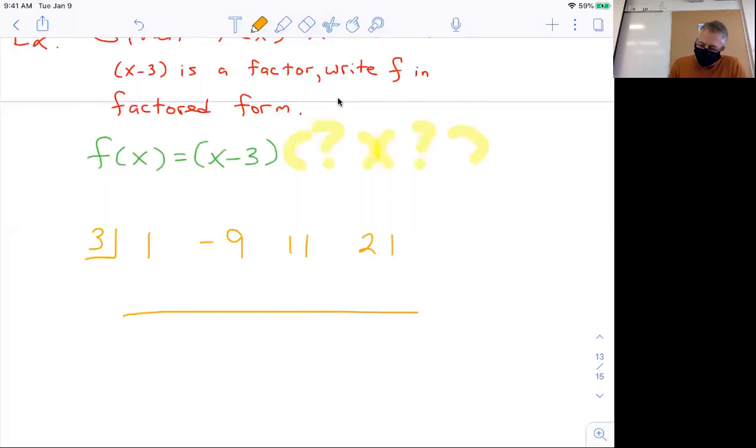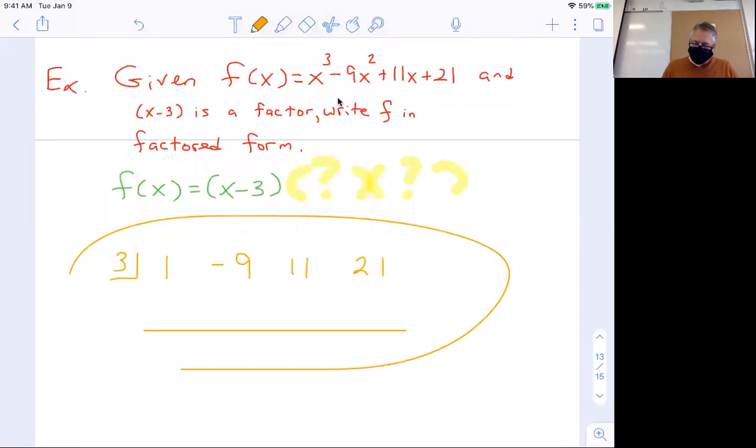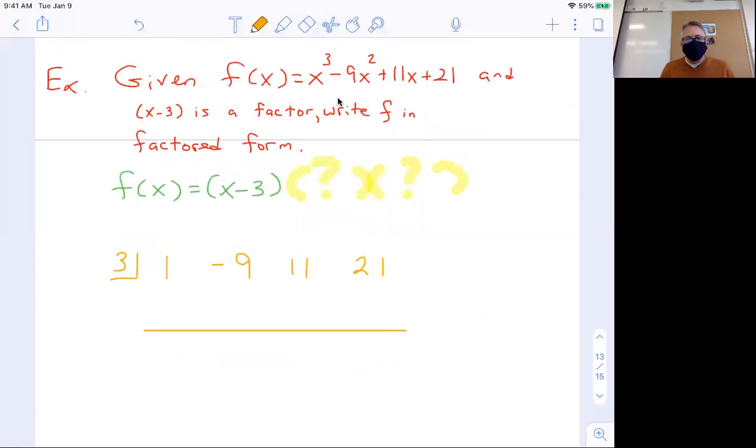And then I'm going to put a line here. I know that looks kind of weird, but this is how our synthetic division is set up. Again, I got that 3 from here. It's the opposite of that term. My 1 came from there. -9, that was that coefficient. 11 was from there. And 21 was from there.